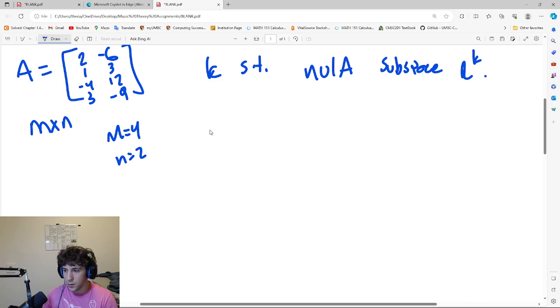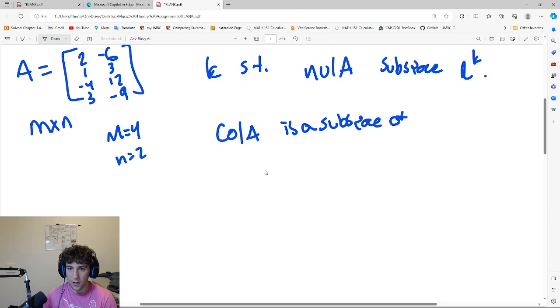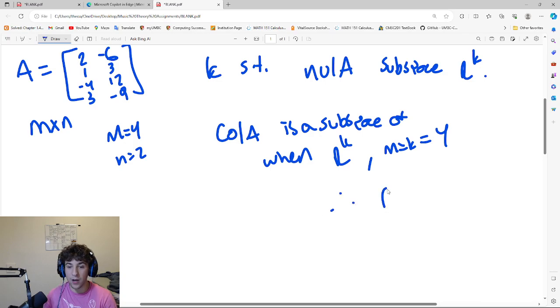So we need the column space of A to be a subspace of R to the K, where m equals k, which equals 4. Therefore, we need R to the 4, right? So the k value we need equals 4.